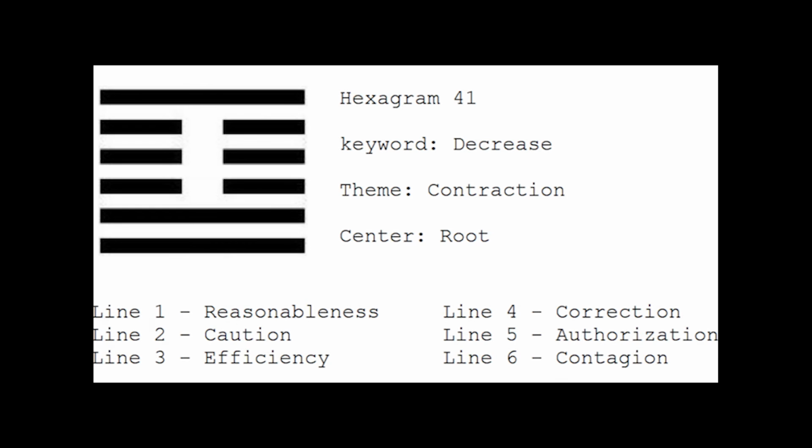Adaptation in and of itself is all about having an intuition for who can be the partner, or who is going to be dependent. What kind of adaptability will have to take place? Hexagram 41. Keyword, decrease.